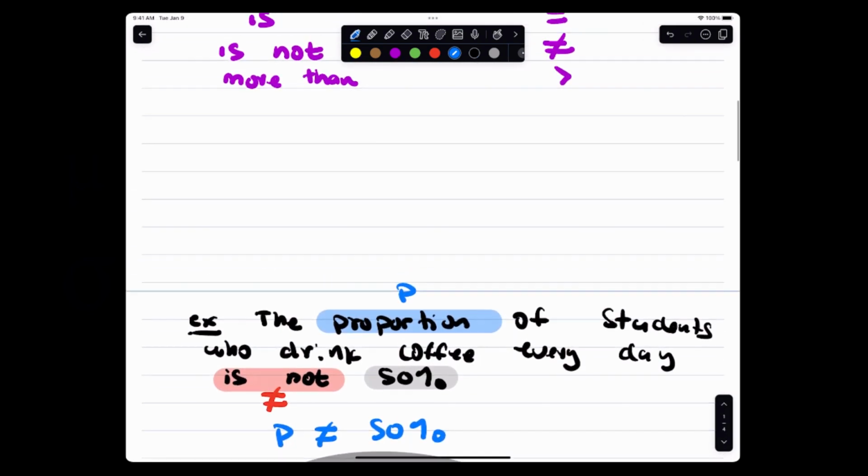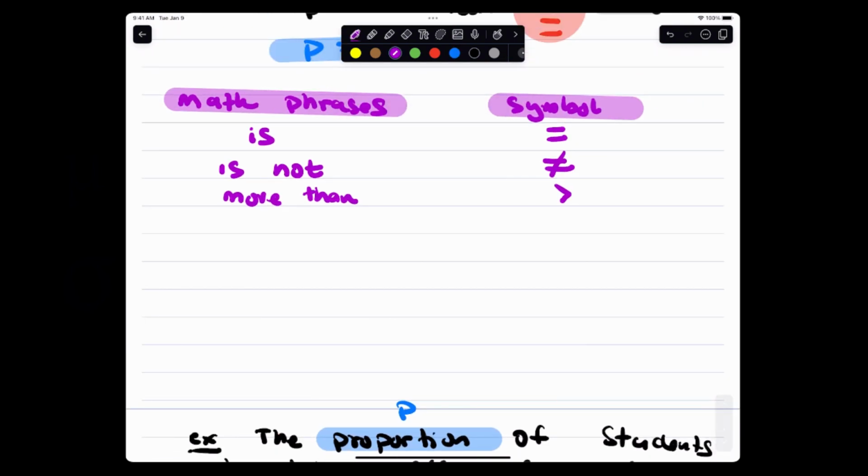So if we go over here, you're now going to use what? Less than, which is smaller than.